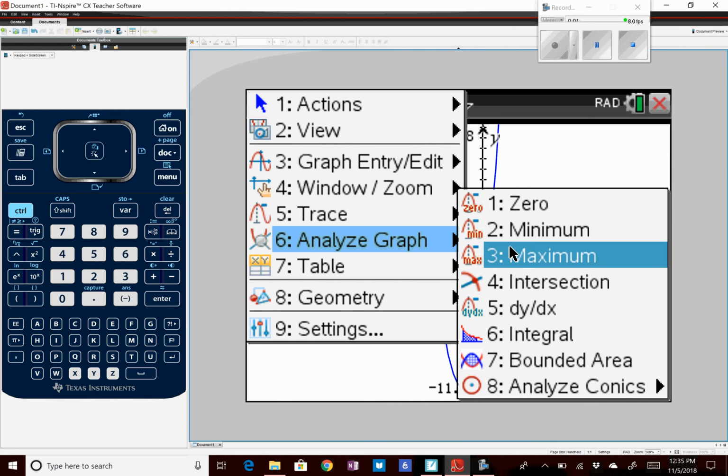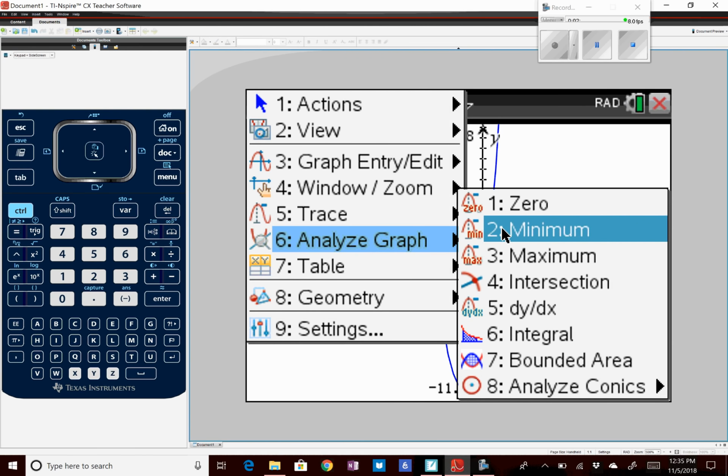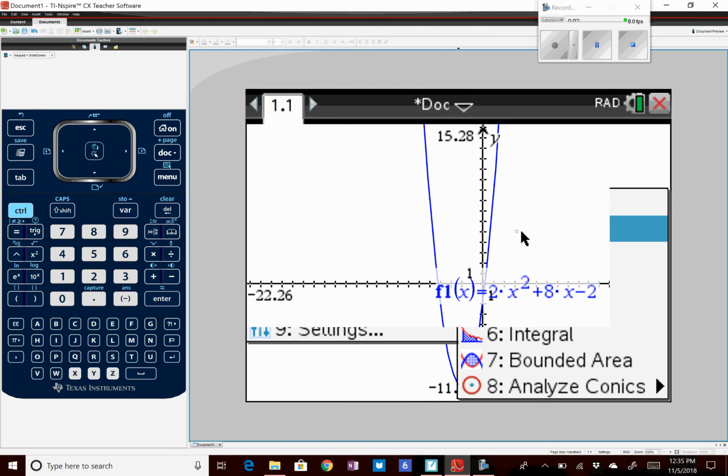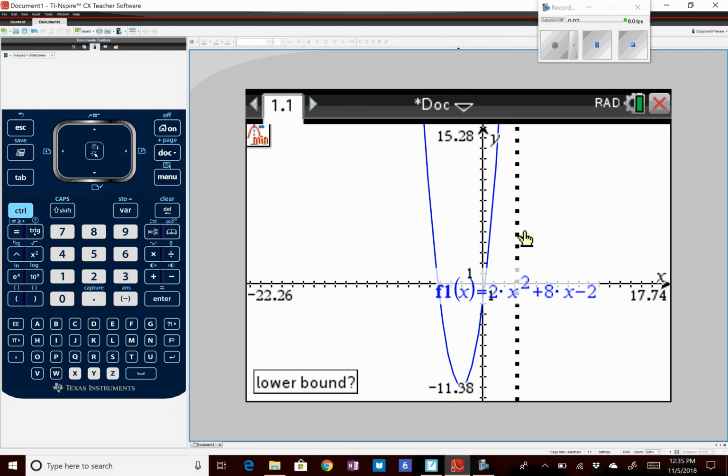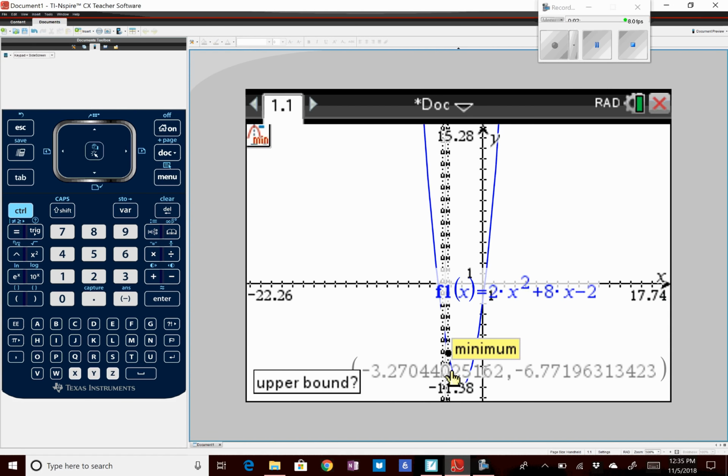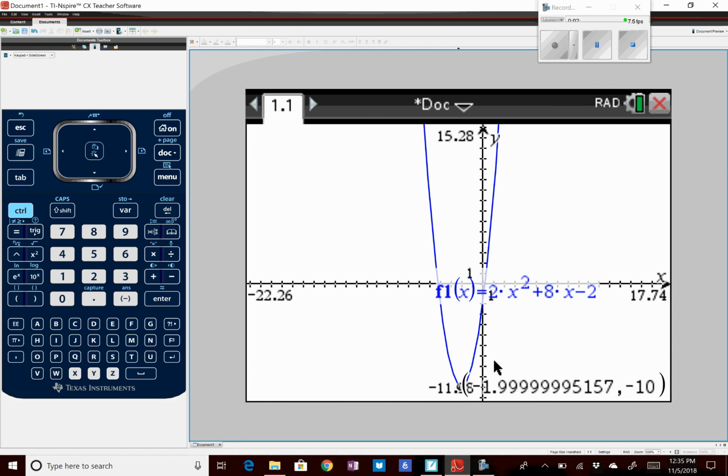Now you have to know what you're dealing with, if you're dealing with a minimum or a maximum. In this case, the parabola is opening up at the top and the vertex is at the bottom. So we have a minimum here. The next thing it's asking for is a lower bound. For the lower bound, we want to have that vertical line to the left of the vertex, and for the upper bound, we want to be to the right of the vertex.